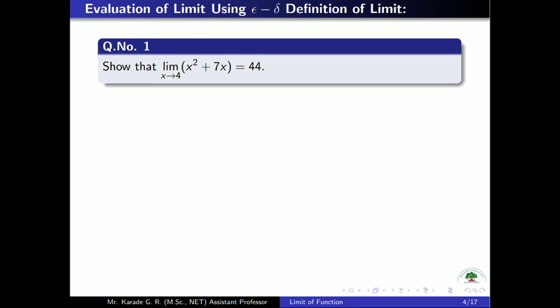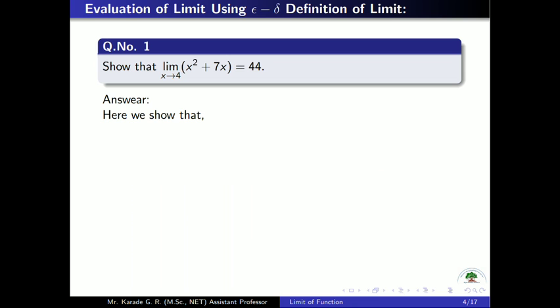So let us see the example. Show that limit of x square plus 7x as x tends to 4 is equal to 44. Okay, so we show this limit is equal to 44 using epsilon delta definition of a function. Okay, so let us go to the answer.